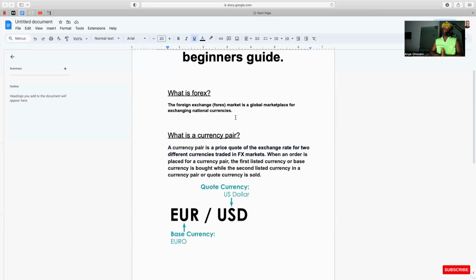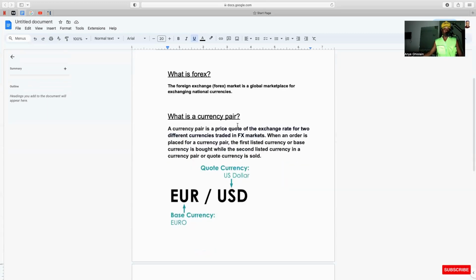So what is Forex trading? The foreign exchange market is a global marketplace for exchanging national currencies. So when we say national currencies, what we trade as Forex traders, we trade Forex pairs. So a pair is two currencies paired together to give us one trading pair, meaning that is a pair that you're going to trade in order to make money or lose money. Either way, you're going to get the point.